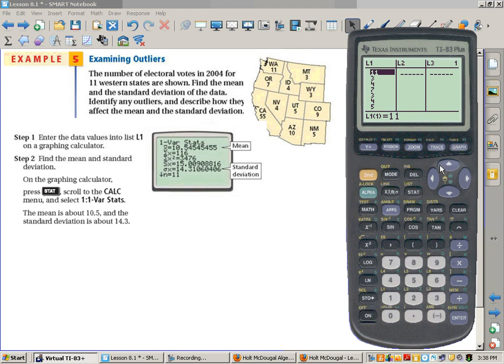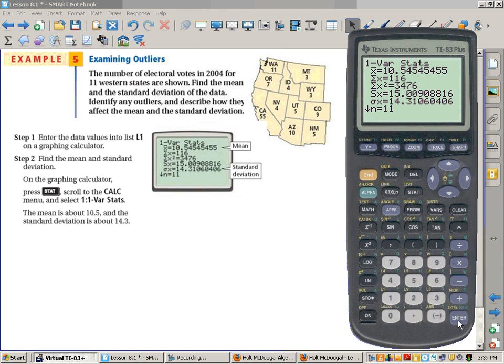Once I have it all in there, you can hit stat, go over to calculate, and find all the statistical data for one variable, because we just want one variable. Hit enter, and it'll tell you x bar, remember x bar stands for your mean, so your mean electoral votes are 10.5.